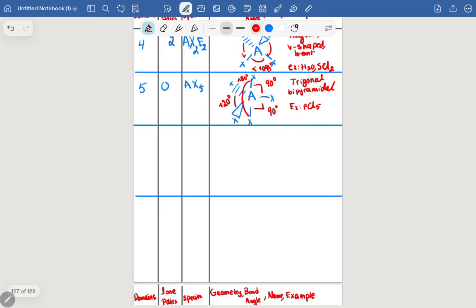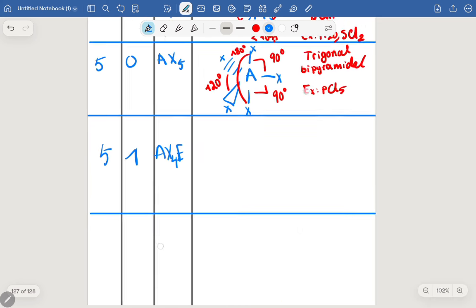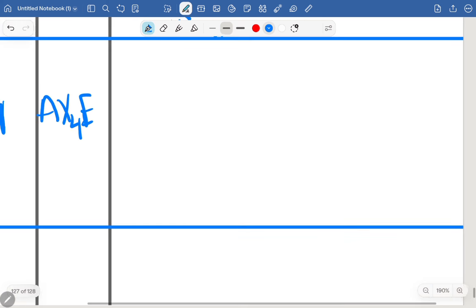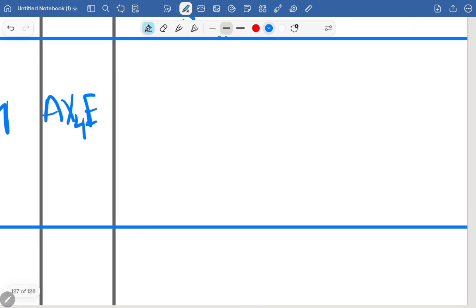So anyways, let us now say that we have 5 domains, but 1 lone pair. So it's going to be AX4E. This structure is very, very important. It's a new structure, so please pay attention. We'll first start with the central atom A, okay? Now, what did we say? We said we're going to keep 2 in the plane, right? And 1 behind the plane, 1 in front of the plane.